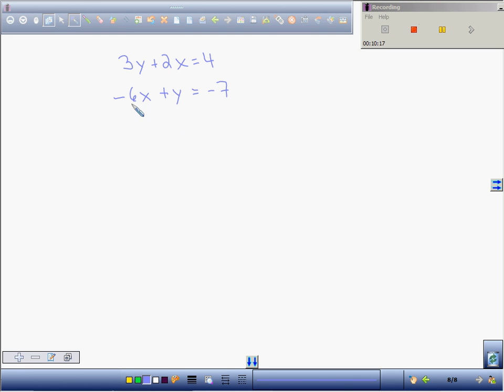Now, this is probably not the best method for solving this particular problem. We'll learn another method next time in a couple days. But first I want to get y by itself in this equation. So how could I get y all alone? Over here. Mary, how can I get y by itself in this equation?